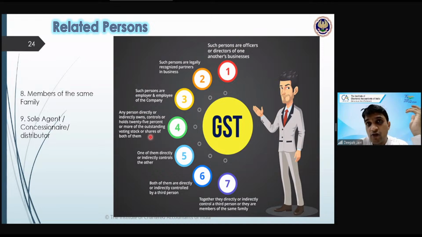Together, they directly or indirectly control. I am one company, there is another company. Both of us put together hold a company. So then we both are related. These are the seven forms. The eighth form is that members of the same family are also considered related persons. Then sole agent, concessionaire, or distributor. Sole agent means that whatever sales I'm doing are through this person only. That is called a sole agent. This person is doing business only with one sole agent, so these two people will become related parties.